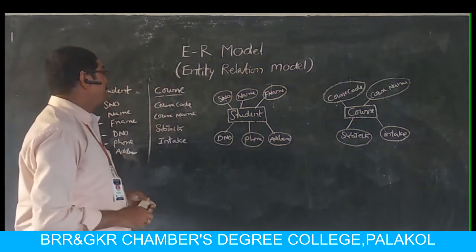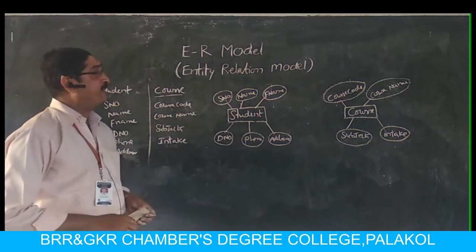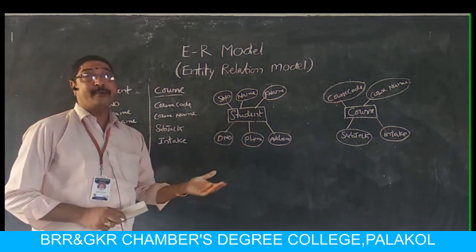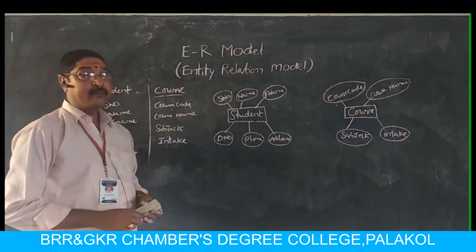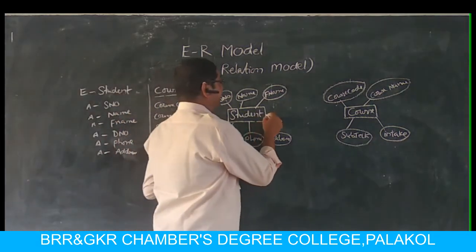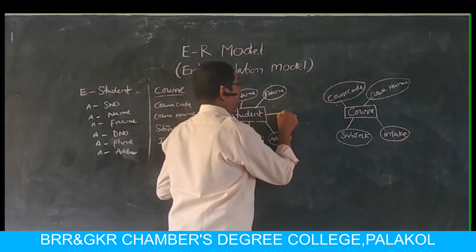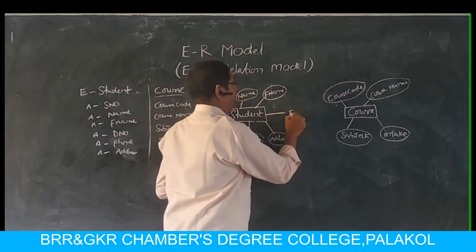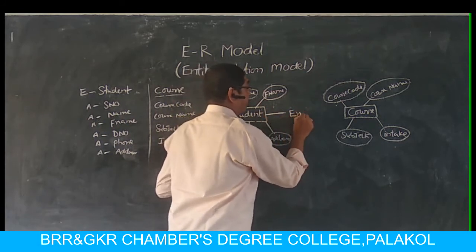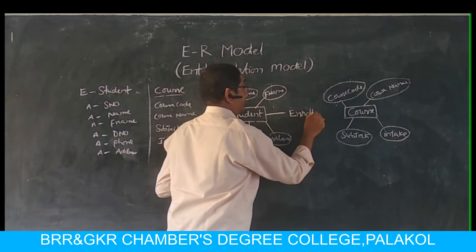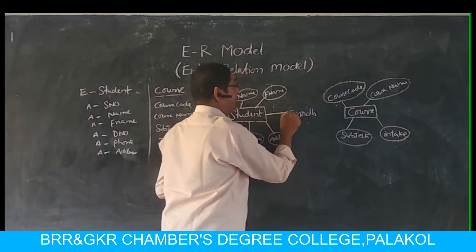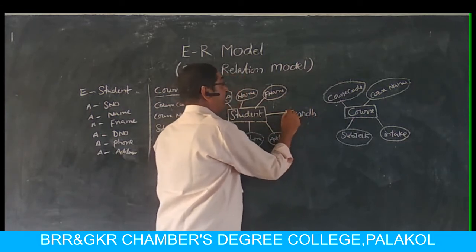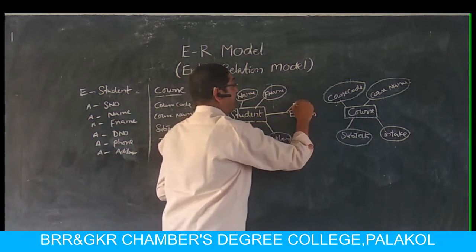Now, we must be able to explain what is the relation between these two entities with the help of this ER diagram. The relation between these two is student enrolls. So it must be, this is the relation. So it must be represented in diamond.